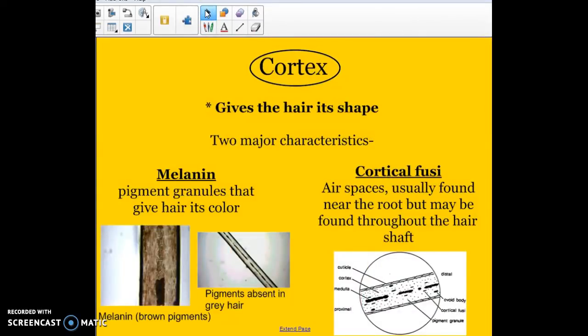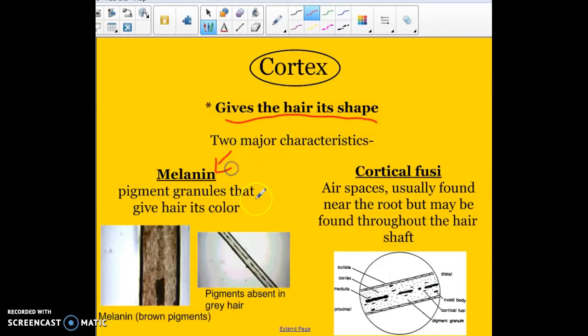The second part of hair is the cortex that we're going to talk about. And the cortex is the part of hair that gives hair its shape. So whether it's curly hair or straight hair or kinky hair, it gives the hair its shape. The other thing that's found in the cortex is your melanin. The melanin is the pigment granules that give your hair color. Okay, so if you have brown hair, you have brown pigments in your melanin. So the cortex is right here. It's the inside part, not the very middle, but kind of that inside filler part.